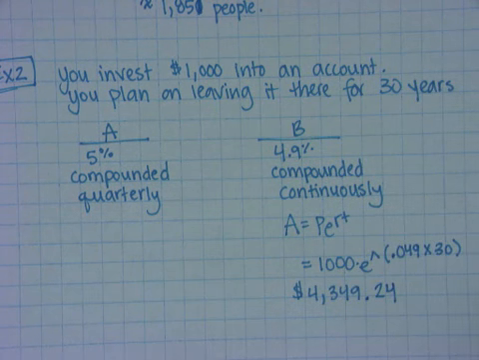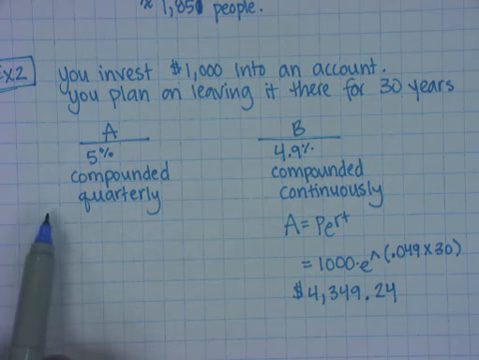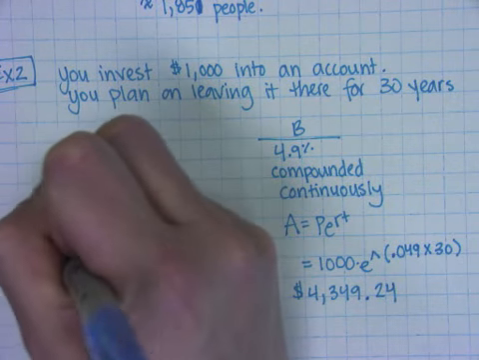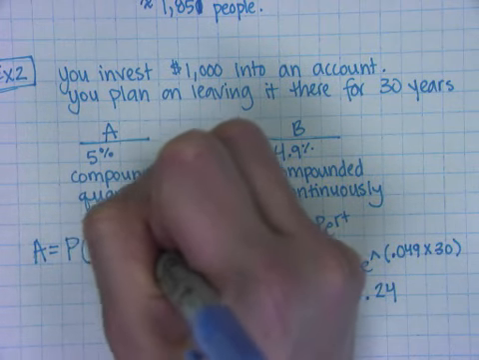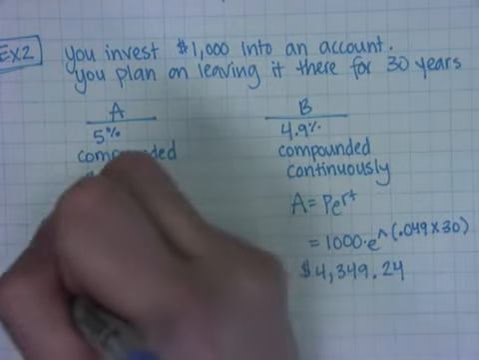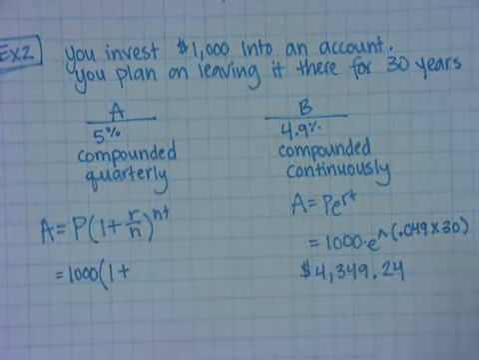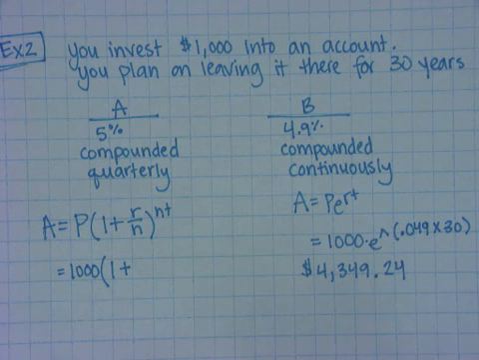And then compounded quarterly, we're going to need to use that formula that we were looking at yesterday and that we've been working with for a while now, right? So just a reminder, that formula was A equals P times (1 plus r over n) to the nt power. So our P is the same, it's 1,000. What's our r in this case? It's the rate, it's that 5%.